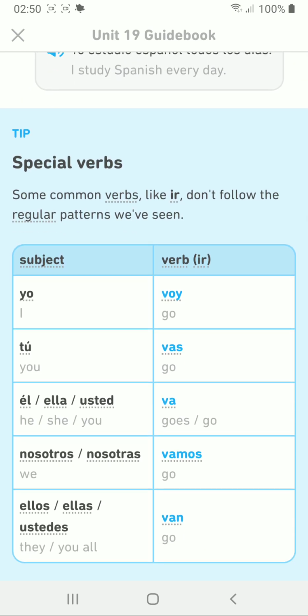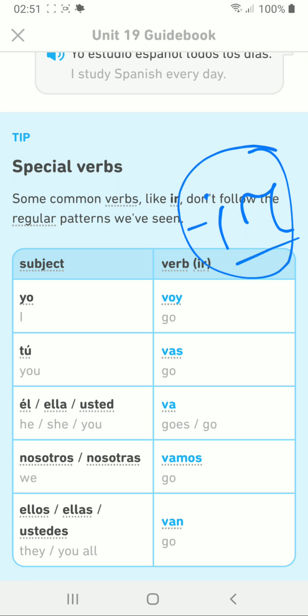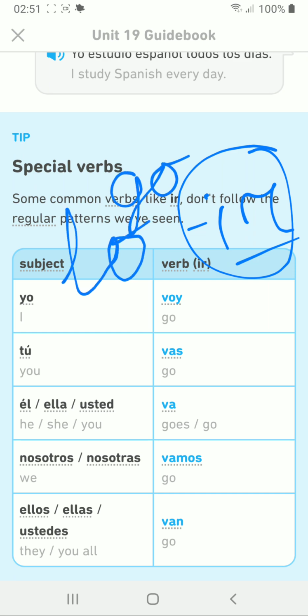And we have finally the special verb. So some common verbs don't follow the regular patterns. They are called irregular. So it's the verb to go. Ir. The verb ir. It's not just the ending here, but the verb is ir. It's to go. Yeah, to go. Okay. So ir. Yo voy, tú vas, él, ella, usted va, nosotros, nosotras vamos, ellos, ellas, ustedes van.